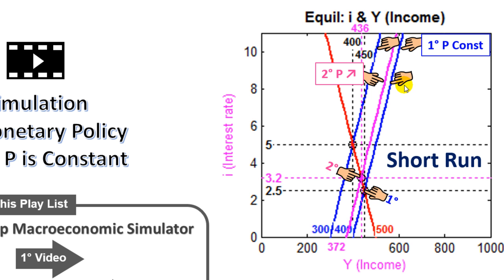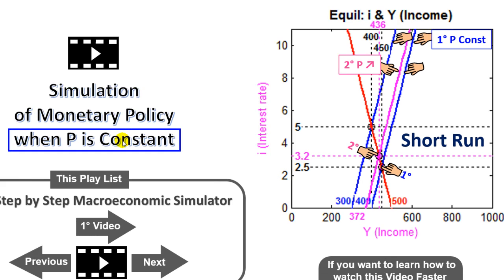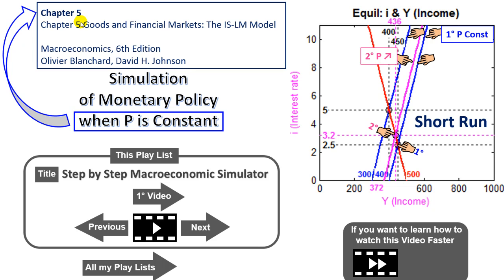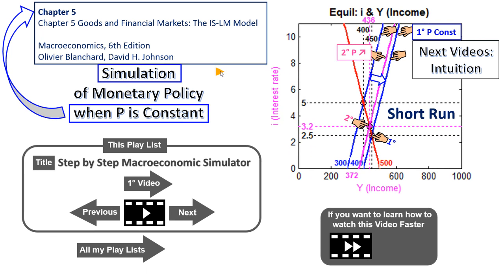In this video we are going to see the first effect that happens when price level is constant, and this is the assumption used in chapter 5 of the book that we are trying to follow. In this video we are going to see only simulation. Then in next videos we are going to see the intuition, and after that we are going to see the second effect that takes place when price level increases.